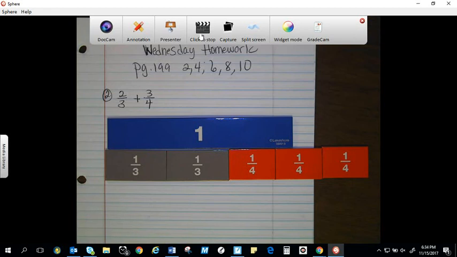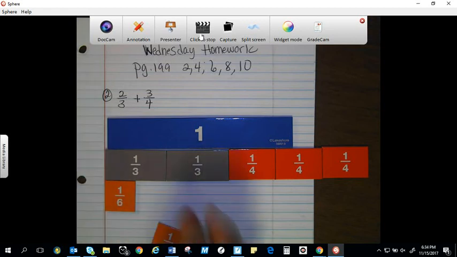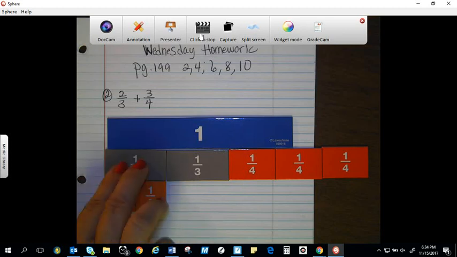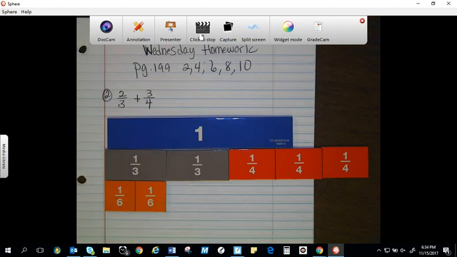Let me take my 1/6. That's 1/6 and 2/6. Absolutely. 2/6 is equivalent to 1/3. But now let's look at this. Is it also equivalent to 1/4?